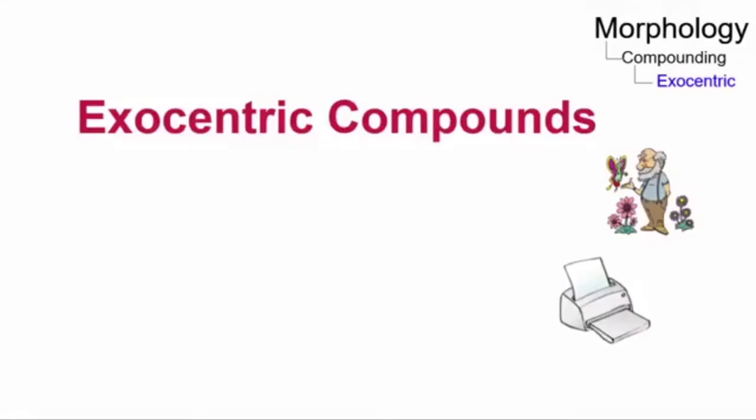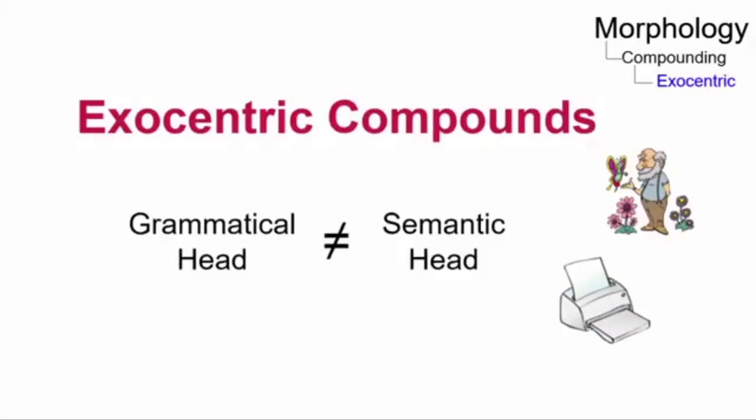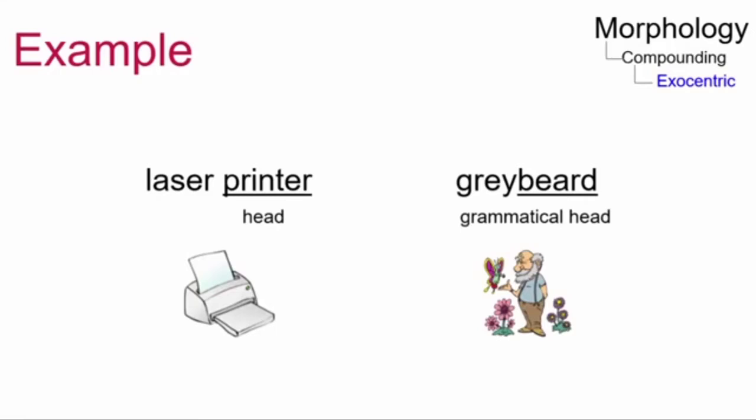An exocentric compound refers to the combination of two or more roots, words, or phrases whose grammatical head does not straightforwardly define its meaning. Instead, the head of the compound describes some unexpressed semantic head. Compare these two examples, laser printer and graybeard.